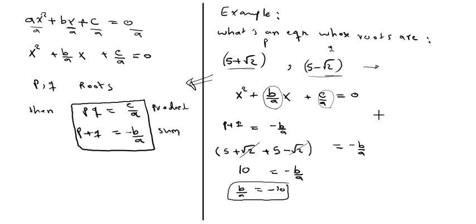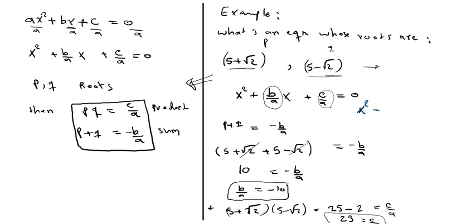And the product is 5 plus square root of 2 multiplied by 5 minus the square root of 2, which is the difference of squares. So it equals 25 minus 2, which equals 23. The product equals the constant term, c over a. So c over a, the constant term, equals 23. So the equation is x squared minus 10x plus 23 equals 0. And this is the answer.